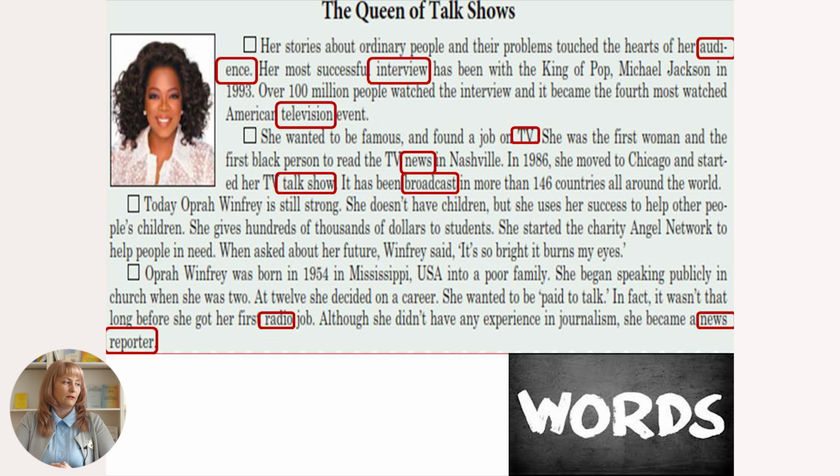The third one, her stories about ordinary people and their problems touched the hearts of her audience. And the fourth is today Oprah Winfrey is still strong. Was it difficult? Of course not, for such hardworking and wonderful students as you. But do you remember that the topic of our lesson today is media, mass media?